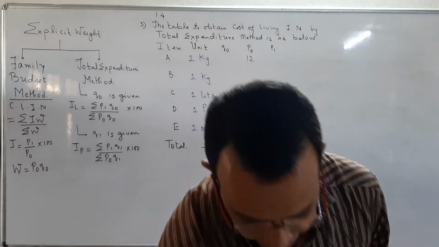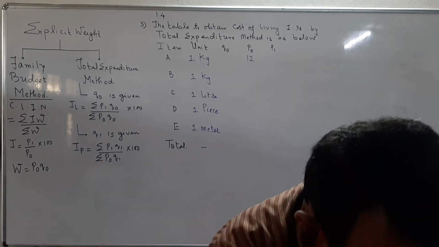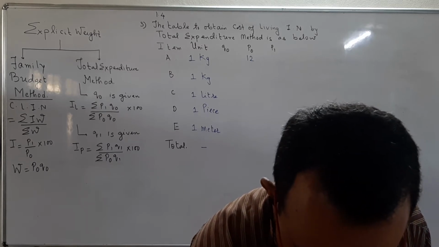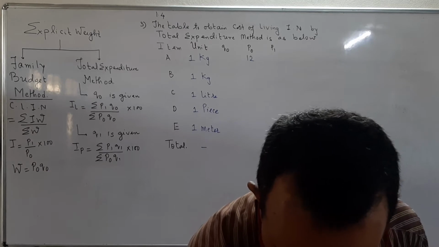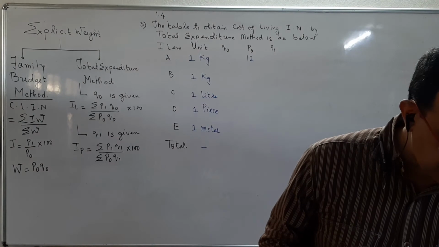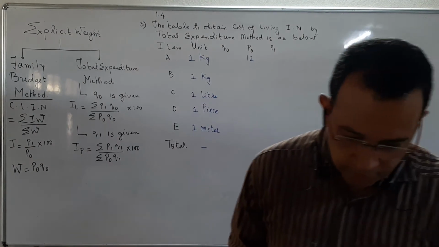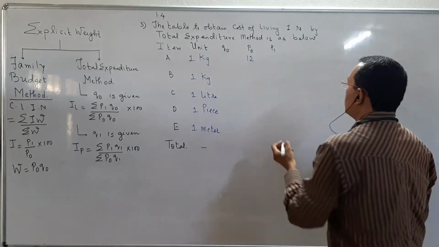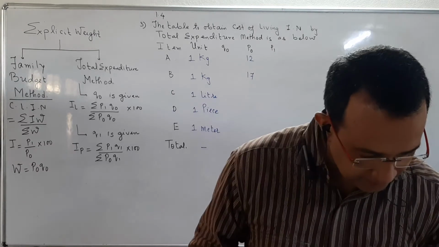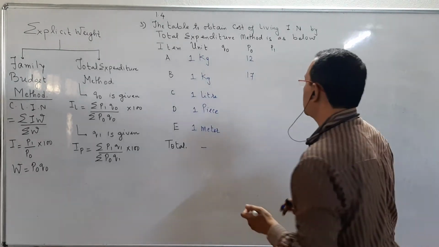Then students, the next thing, 20 kg. Okay, now students, all of you please concentrate. Now students, 20 kg is costing 340 rupees. So per kg, how much? 340 divided by 20, so 17. Then 10 liter is costing 30 rupees. So per liter, how much? Then 3 rupees.